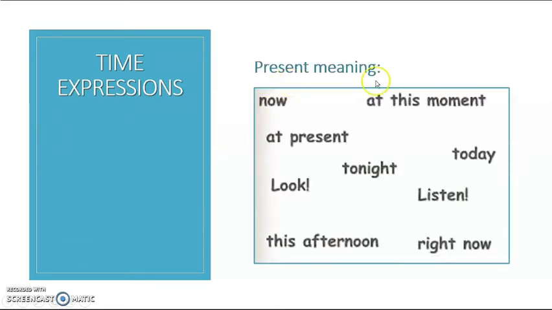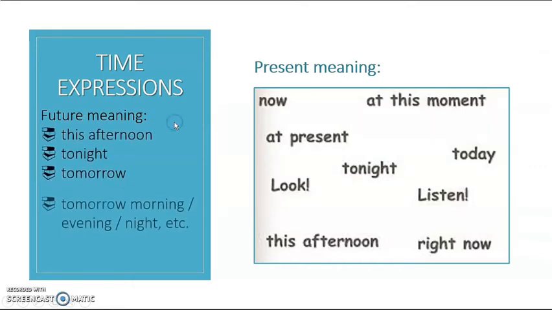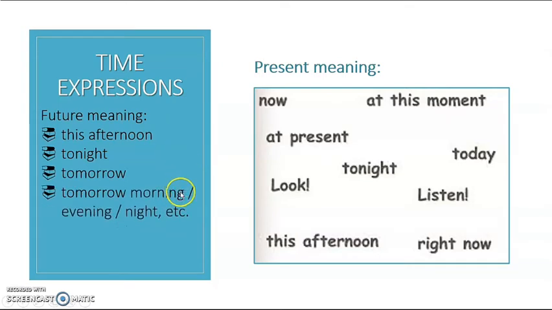On the other hand, time expressions used for present continuous will be. Some examples with present meaning are now, at this moment, at present, today, tonight, look, listen, this afternoon, and right now. Common expressions referring to the future are this afternoon, tonight, tomorrow, tomorrow morning, tomorrow evening, tomorrow night, next week, next month, next year, etc.